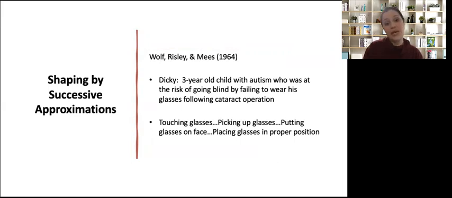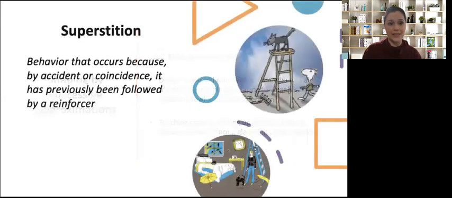So they did this through shaping because he's 3, and he had autism, so he wasn't very verbal or couldn't communicate verbally. So every time he touched the glasses that he had to wear, he got reinforced, right? And then after a while, every time he picked up the glasses, and then when he put the glasses on his face, and so on and so forth, until finally he was wearing the glasses in the proper position, right? So that was also done using shaping with successive approximations of the correct behavior.